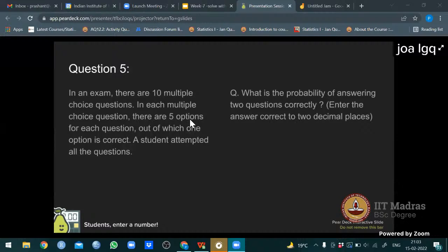Sir, I have a submission. Hello. Okay, now my screen is visible. Actually, I got disconnected somehow. Okay. Sir, I have a submission.